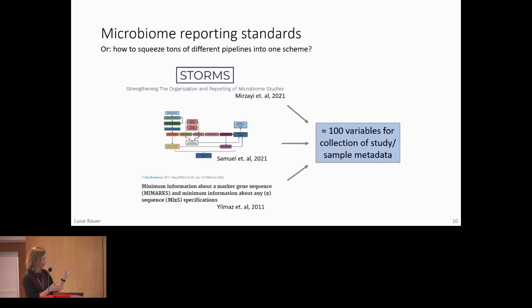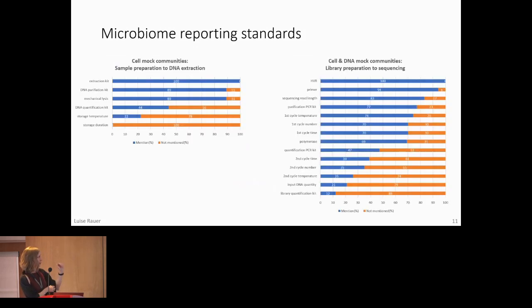So building on these publications, we collected around 100 variables of sample metadata from the publications. And then we can analyze how frequently this metadata is reported in the publications. So here on the left side, we have just the publications that use the cell mock community. So it includes all the steps that you apply to a cell mock community. And on the right side, we have all the steps that come after DNA extraction, so that you would also apply to a DNA mock community.